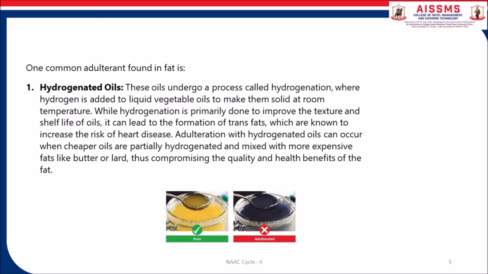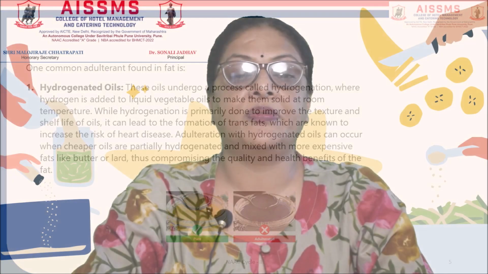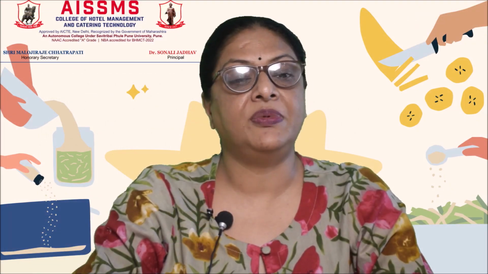While hydrogenation is primarily done to improve the texture and shelf life of oils, it can lead to the formation of trans fats, which are known to increase the risk of heart disease. Adulteration with hydrogenated oils can occur when cheaper oils are partially hydrogenated and mixed with more expensive fats like butter or lard, thus compromising the quality and health benefits of the substance.